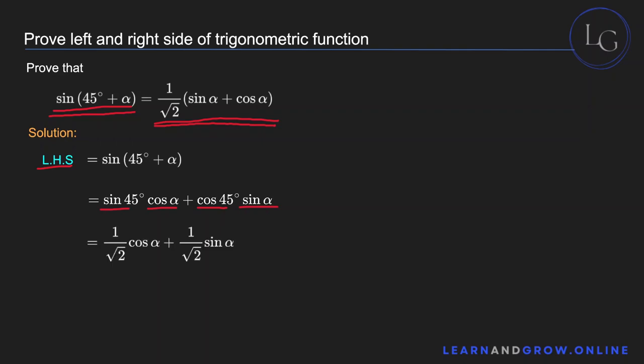And as you know, sine 45 is equal to 1 by under root 2 and cos 45 is also equal to 1 by under root 2. Now we write that down and you have this. And very simply you can take this 1 by under root 2 common from this term and this term, and now you've proven that the left hand side is equal to the right hand side, right? It's very easy.